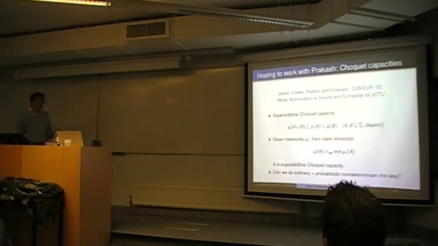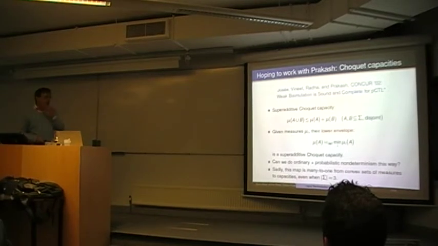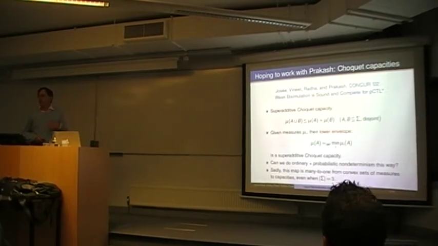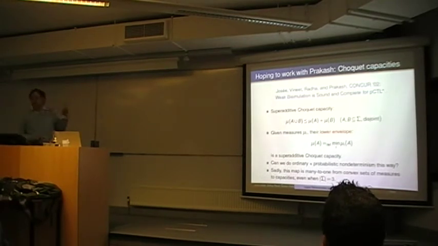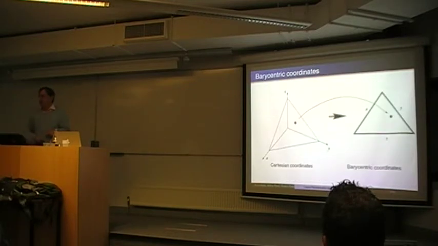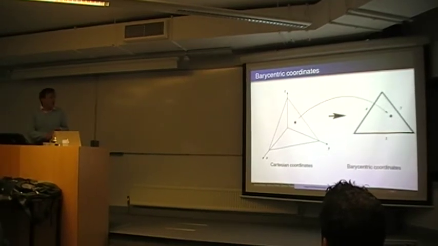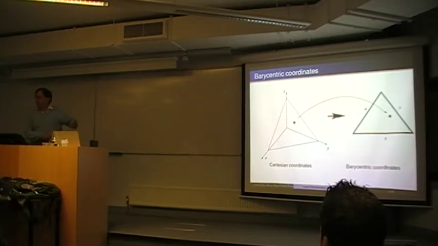So that's fine. But sadly, this map is many-to-one from convex sets of measures to capacities, even when there are only three points. Since I only just understood perfectly well why that's the case, and the proof is very pretty, I thought I'd spend a second showing you the Cantor example with three points, because it uses barycentric coordinates. Suppose we've got three points, x, y, and z. We can plot them in three-space in the usual way, and we get this little triangle at the intersection of the positive quadrant with the plane. But instead of thinking of the points as being at the vertices of the triangle, you can think of them as being the sides of the triangle. For barycentric coordinates, think of this as an equilateral triangle with each side having length 1.